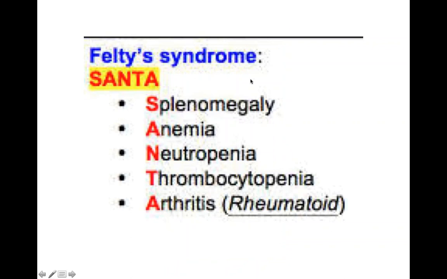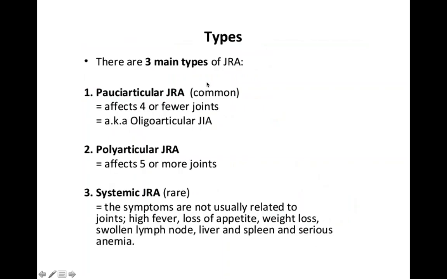Okay, next is juvenile rheumatoid arthritis, JRA. There are three main types of juvenile rheumatoid arthritis: one is polyarticular, pauciarticular, and systemic. Pauciarticular is also known as oligoarticular.